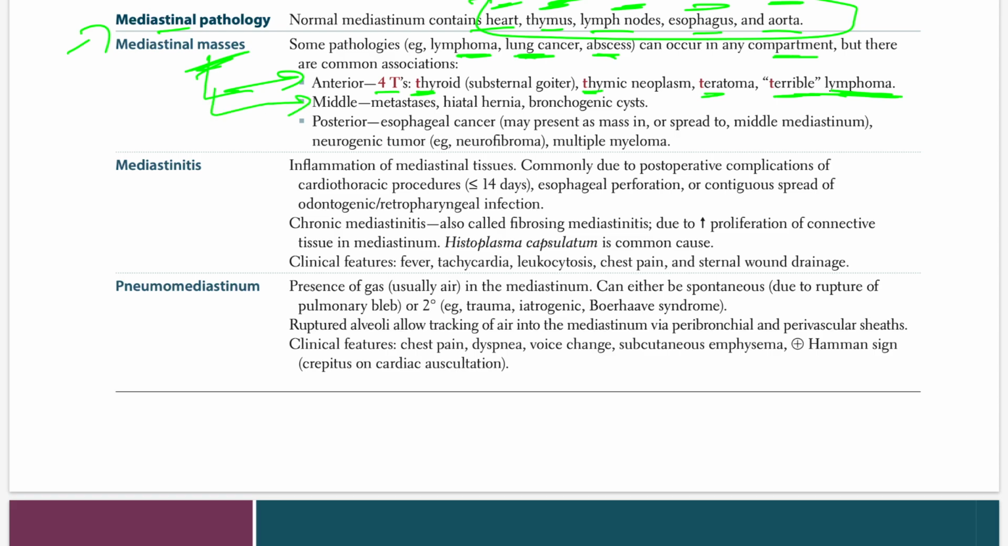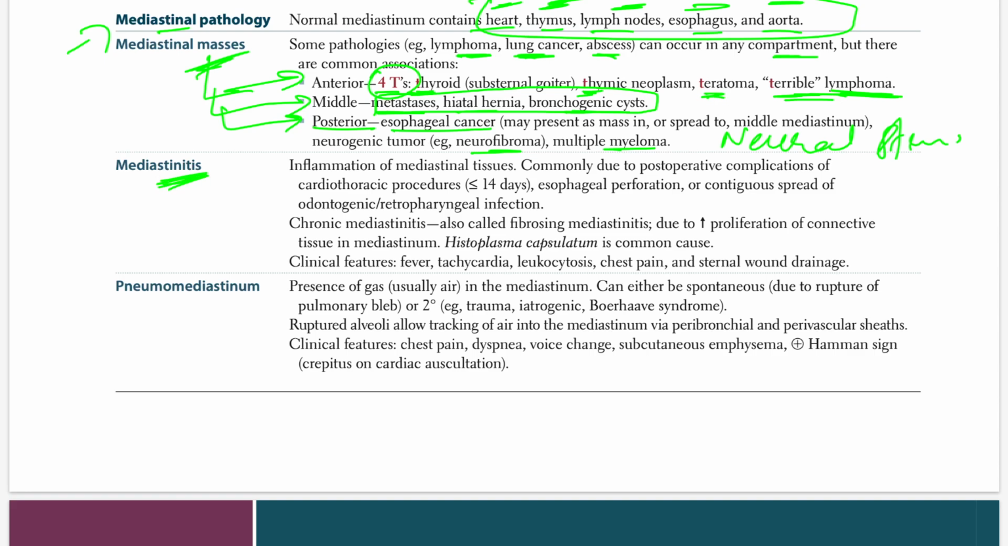The other one is the middle. In the middle of the mediastinum, you can get metastasis, hiatal hernia, bronchogenic cyst. In the posterior mediastinum, you can have esophageal cancers, which may present as a mass or spread to the middle mediastinum, and neurological tumors like neurofibromas, multiple myeloma. So posteriorly, just think about neuronal structures. Middle, you think about metastasis or something lung associated. In the anterior, you just have the 4 T's: thyroid, thymus, teratoma, terrible lymphoma.